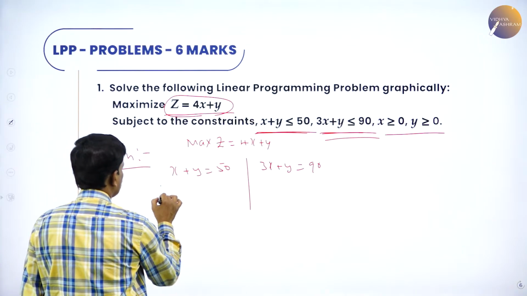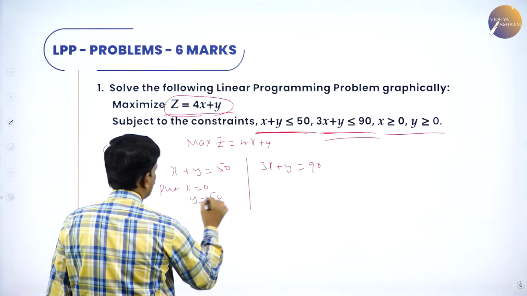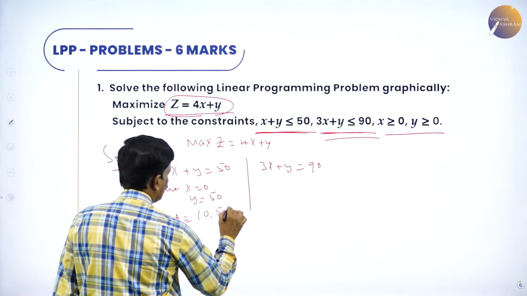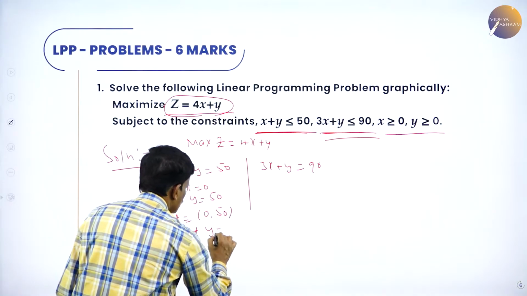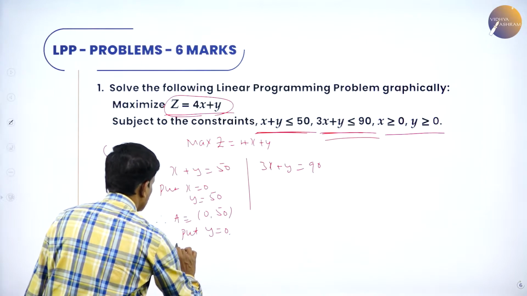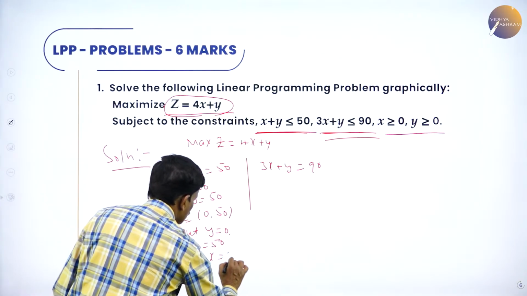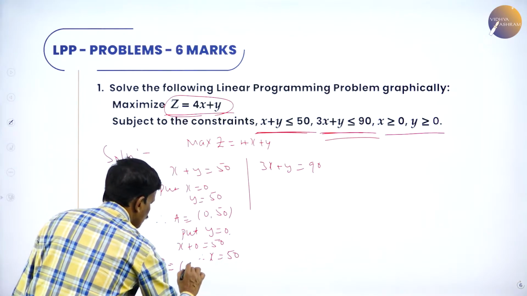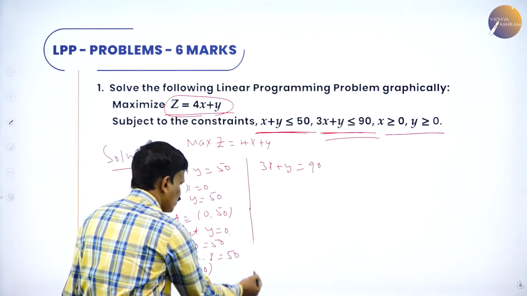Very simple, first put x is equal to 0, then y is equal to 50. Therefore the coordinates of A are 0 comma 50. Now put y is equal to 0. If you put y is equal to 0, then x plus 0 is equal to 50. Therefore x is equal to 50. The coordinates of B are 50 comma 0. So these are the coordinates of A and B for the first line.